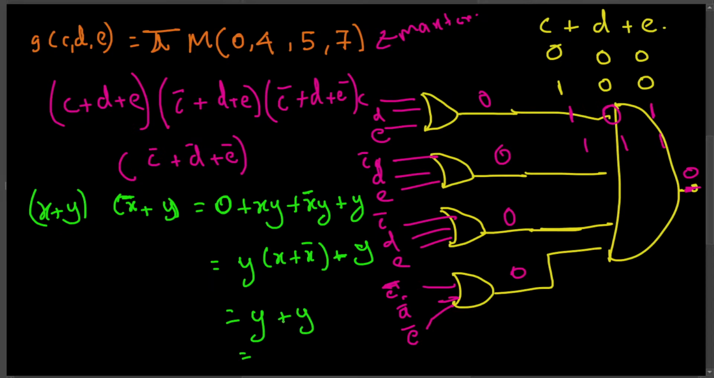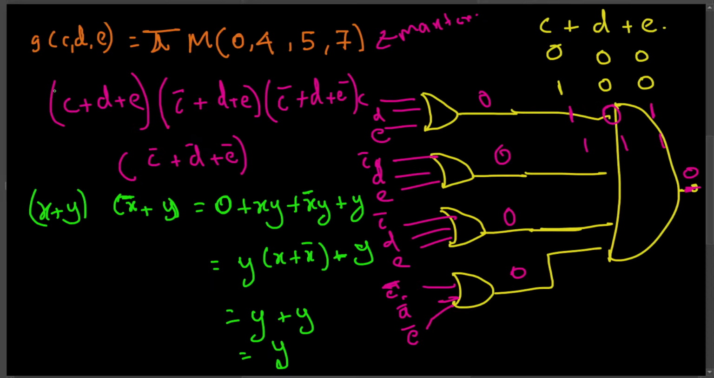And y plus y, according to the Boolean algebra property, is equal to y, because in an OR gate, if you have two inputs, you can have 1 plus 1 or 0 plus 0. If you have 1 plus 1, the output is 1. If you have 0 plus 0, the output is 0. So it depends on whatever value y has. So the answer is y right here.